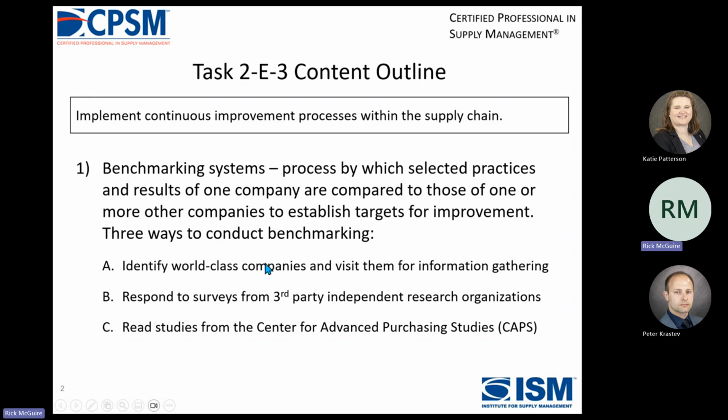3 ways to conduct benchmarking: identify world-class companies and visit them for information gathering. It's what we do with John Deere. Respond to surveys from third-party independent research organizations, which is a plug for ISM. That's what they do. And read studies from CAPS. So these last two are both what ISM does. They send out surveys to Fortune 500 a lot and ask all kinds of questions. And then they produce studies. The Center for Advanced Purchasing Studies is an arm of ISM.